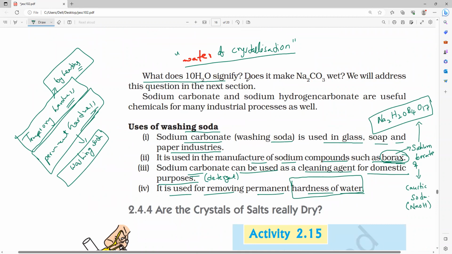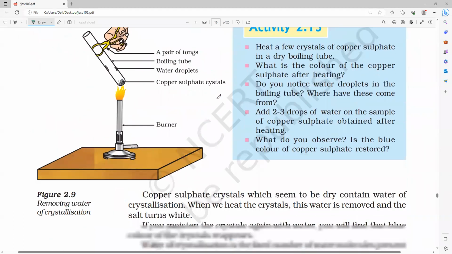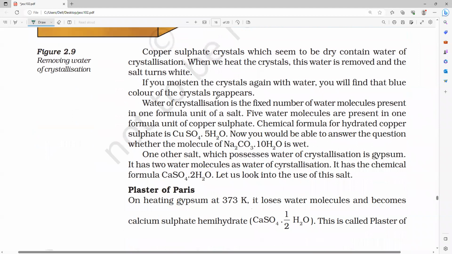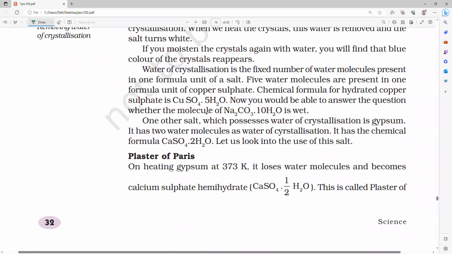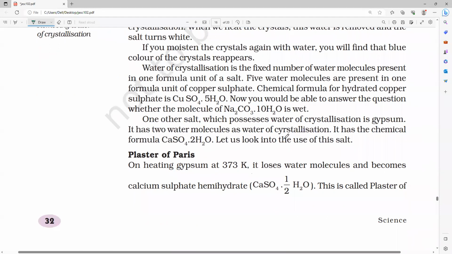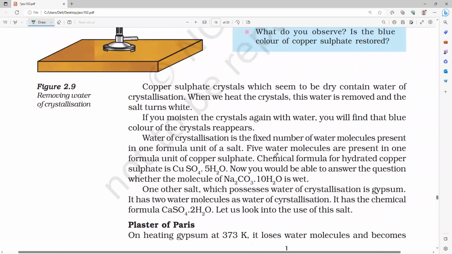What does 10H2O signify? Does it make Na2CO3 wet? We will address this question in the next section, they are saying. So next section we have to find that answer. So that is what water of crystallization. So it will never make it wet. If you read the answer here, you will find it definitely. Because of that water of crystallization, it will obtain the structure, not make it wet. Do you all understand, everybody?